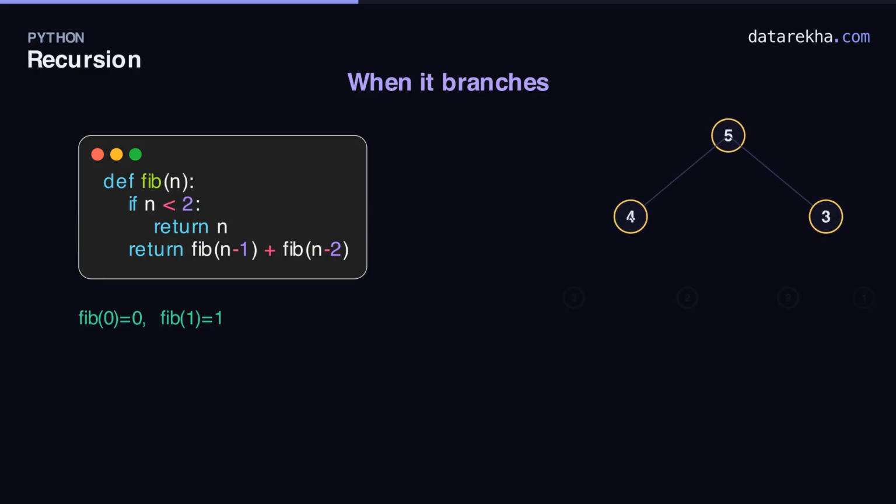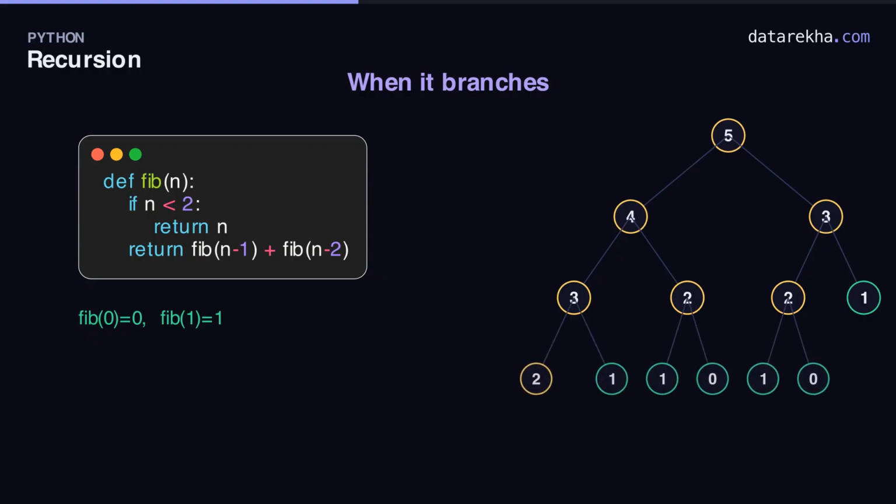Fib of 5 needs fib of 4 and fib of 3, 2 branches. Each of those splits again and again until every branch bottoms out at a 0 or a 1. Green nodes are the base cases. Now unwind, bottom up. Each base returns its value, parents add their two children, and it flows to the top. Fib of 5 is 5. Correct. The sequence is 0, 1, 1, 2, 3, 5.